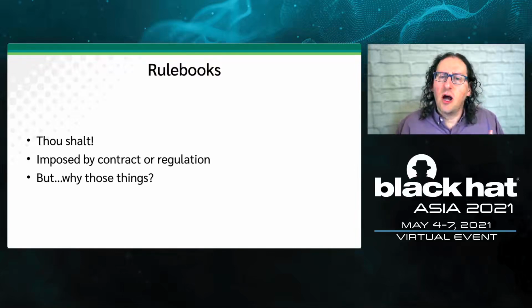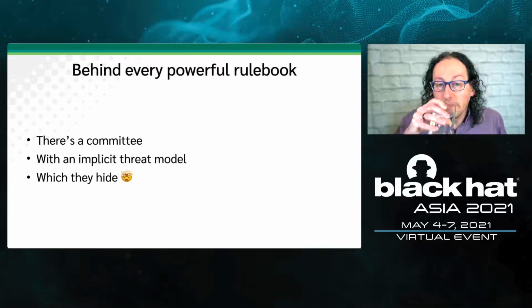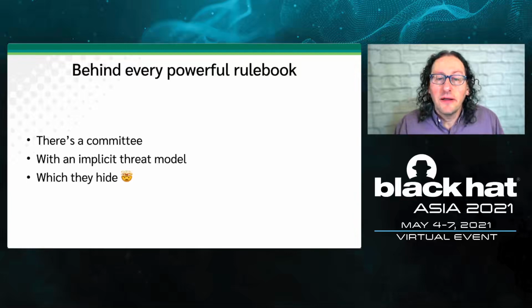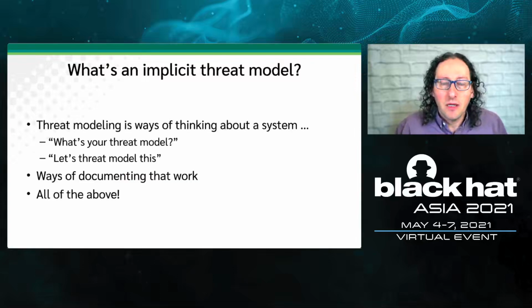And we in security often respond poorly to the idea of checklist security. And we often ask, why those things? So, behind every powerful rule book, there's a committee that has written it, and that committee has a set of things that they're worried about. And that is a threat model of sorts. And they hide that threat model, and that frustrates me. And whether or not you know it, that probably frustrates you as well. So I'm talking about implicit threat models.